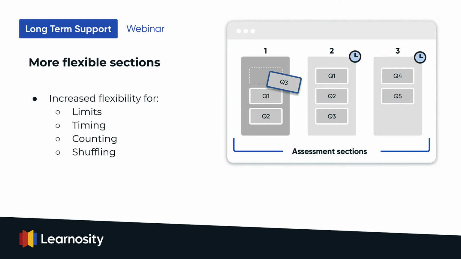We've also made a series of improvements to our popular sections feature, increasing flexibility to limits you can impose within each section, different time values you can have between sections, different sorts of item count parameters, as well as shuffling within sections, as well as at the global level. Let's take a quick look.